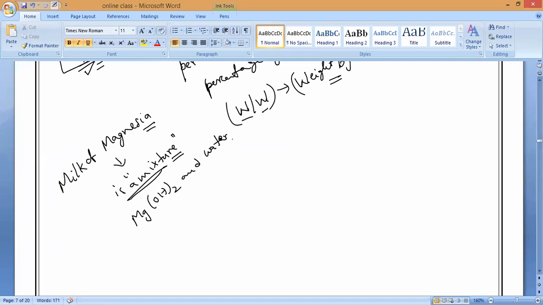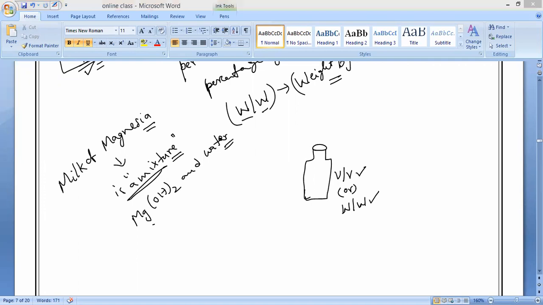So next time if you buy such a bottle, any kind of bottle, they represent the concentration of the solution either by V by V or by W by W. Okay, everyone? So you have to verify the concentration. If you look at alcohol bottles, you will notice they are represented with weight by weight. For example, milk of magnesia, the digestion mixture, as I told you, we use as an antacid.